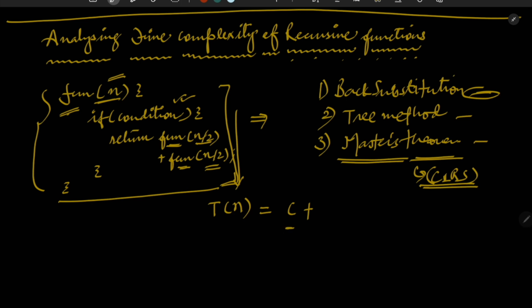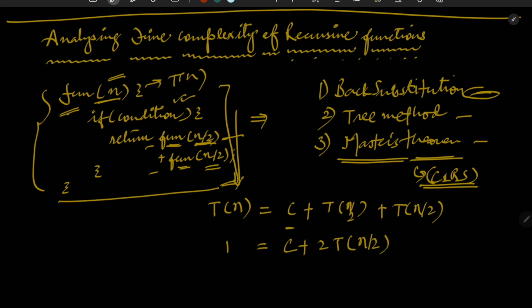So c time, and in order to evaluate the two recursive calls, this one and this one, we still take some time. What would that time be? That would be T(n by 2), right? Because if for the full input we take T(n), then for this one, which is half in size, we take T(n by 2), plus T(n by 2) for the other half. So effectively this would be c plus 2 multiplied by T(n by 2). And this is going to be our recurrence relation in terms of the time taken.